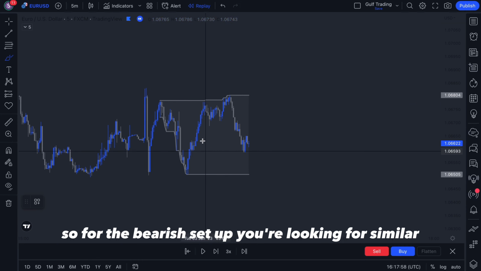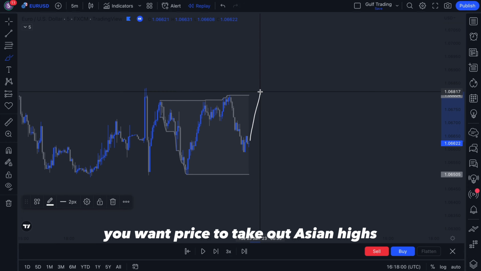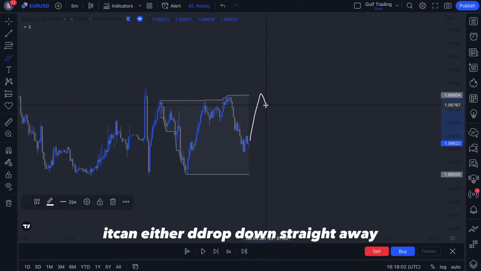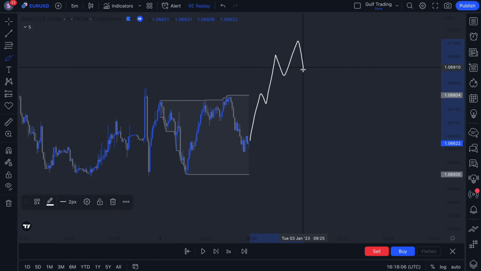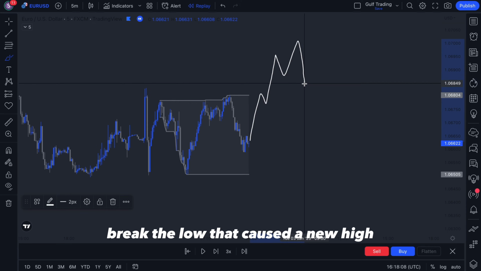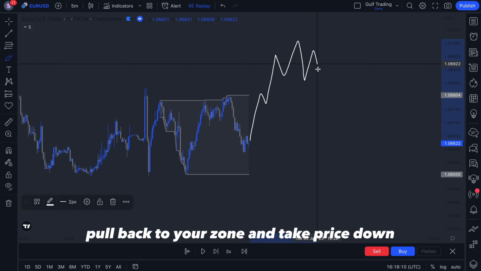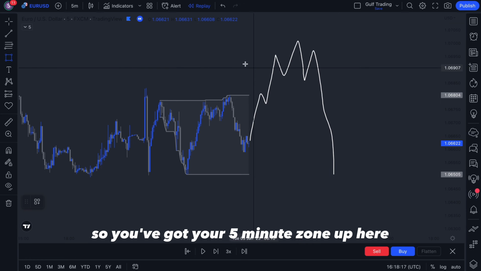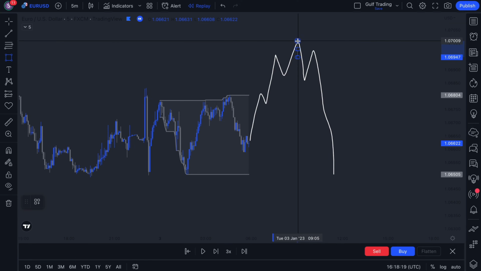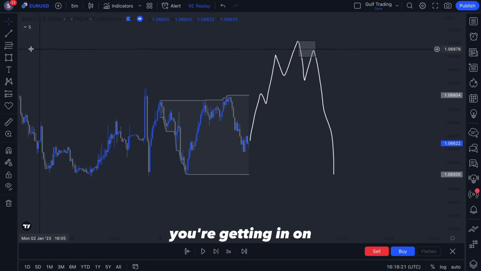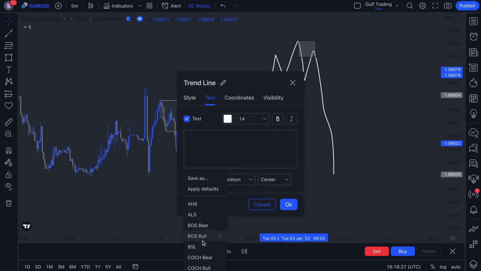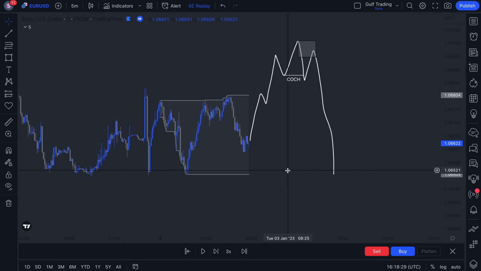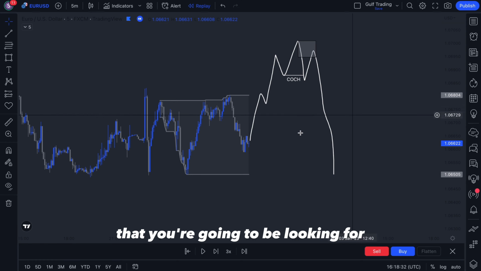So for a bearish setup, you're looking for similar, just the opposite way around. You want price to take out Asian highs. It can either drop down straight away or it can continue up. Doesn't matter. Break the low that caused a new high, pull back to your zone, and then take price down. So you've got your 5-minute zone up here that you're getting in on, and you've got your change of character there. So this is the textbook bearish setup you're going to be looking for.